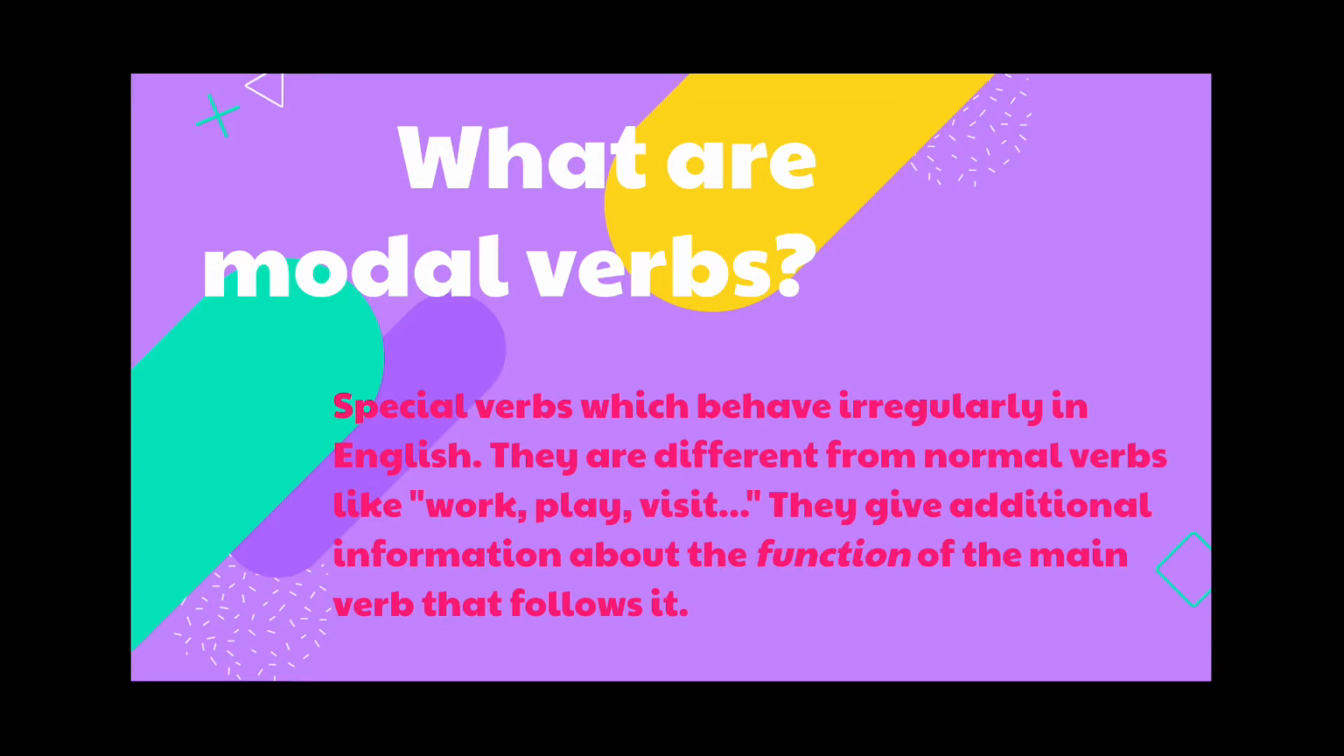Modal verbs are special verbs which behave irregularly in English. They behave irregularly because they never change their form. They are different from normal verbs like work, play, visit, that often change their verbs in the third person. For example, he works, she plays, it visits. Okay? There was an S added to the end of the verb, and it changed.